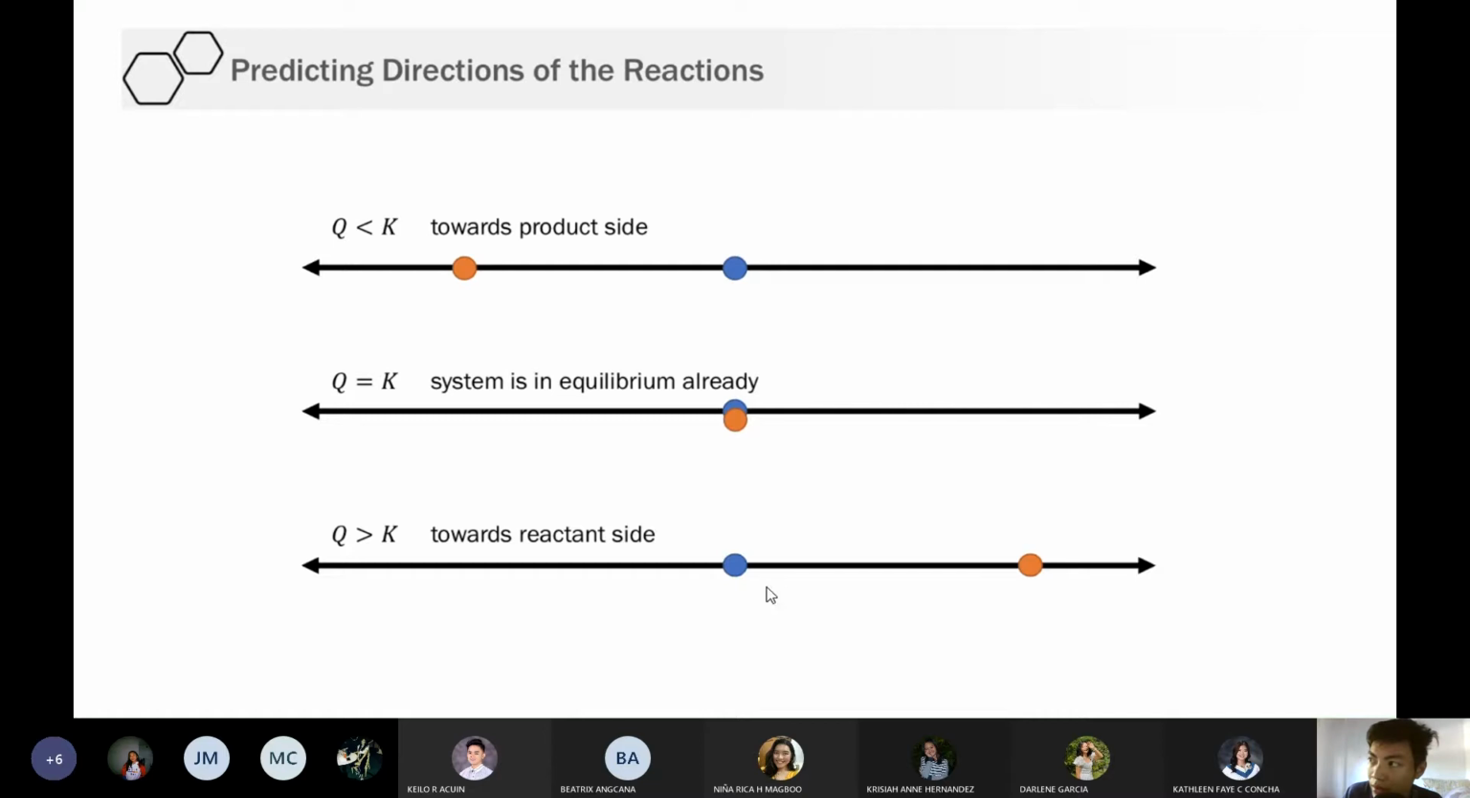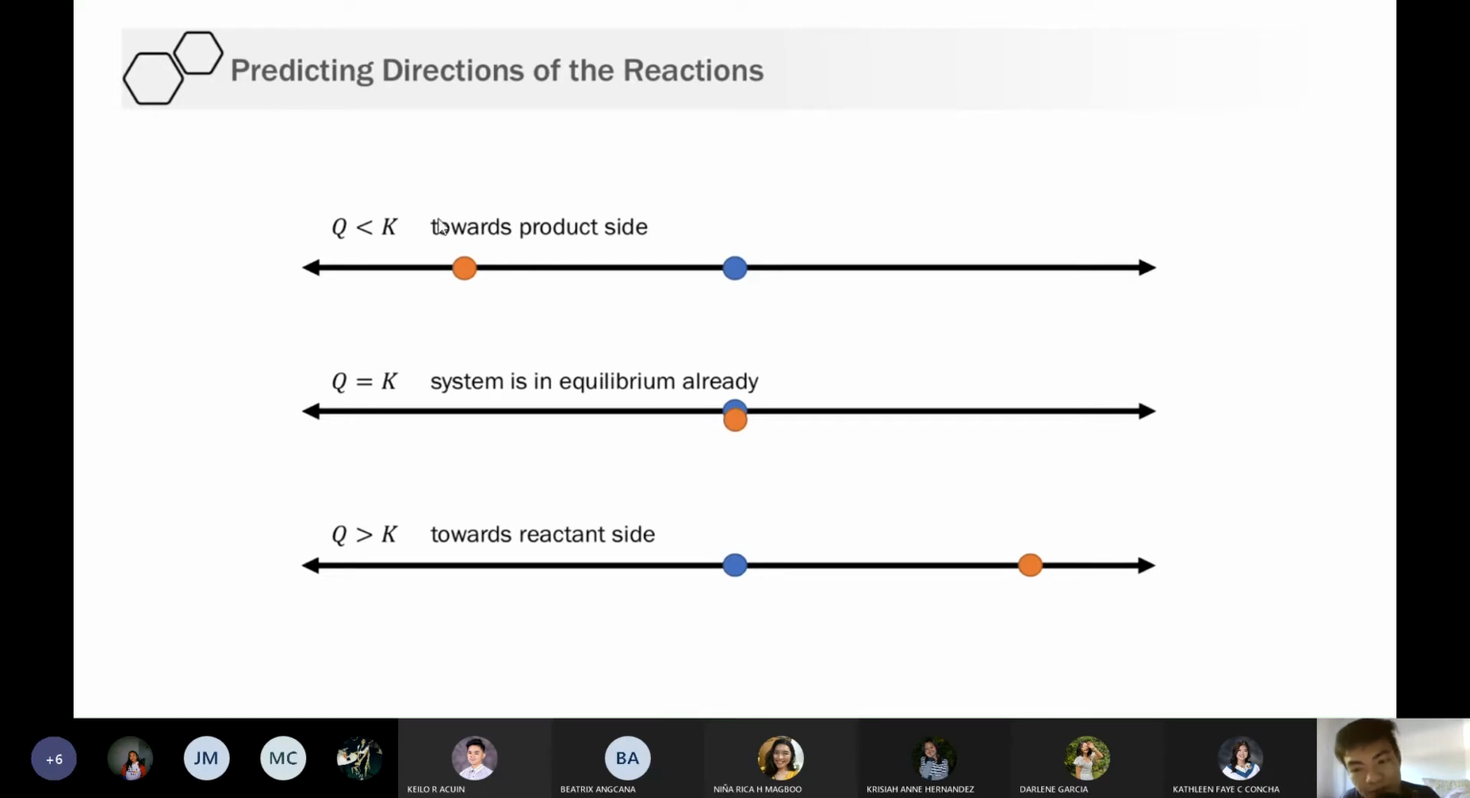However, if your Q is greater than K, so this is Q, this is K, that means there are more products than reactants. So in order to achieve balance, some of the products will be converted to reactants. So the system will shift the equilibrium to the left, which means the reaction will proceed towards the reactants.